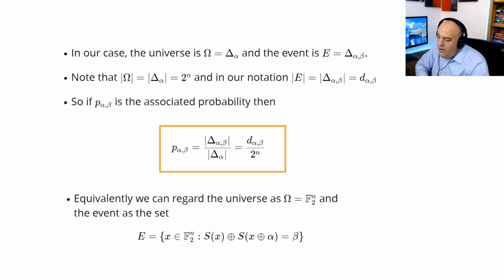Now, another way to look at it is we can just regard the universe, omega, as the set F2^n, which also has a cardinality of 2^n. And the event E is the set of all x in F2^n such that S of x plus alpha plus S of x equals beta. That's according to that little proposition that we talked about. That's another way to think about it.